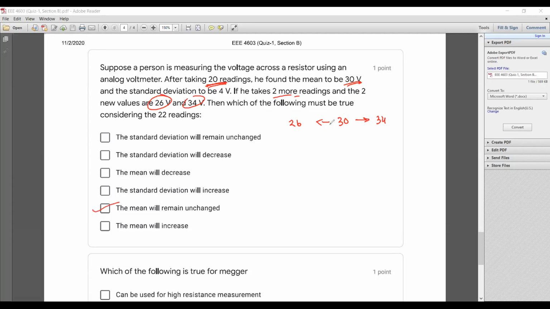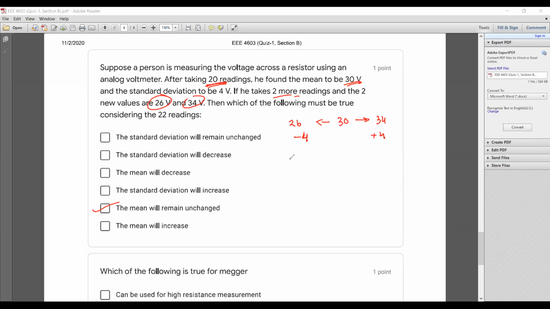Because one is 4 less than the mean and another one is 4 greater than the mean, the decrease in one value is getting compensated by the increase in another value. So in that sense, you can say that the mean will remain unchanged. But if the increase or decrease was not symmetrical, then the mean would definitely change.